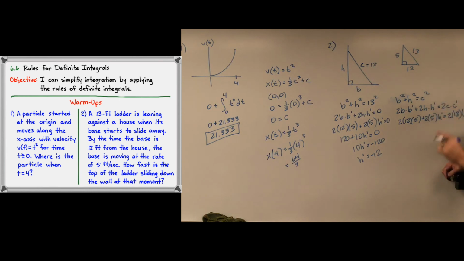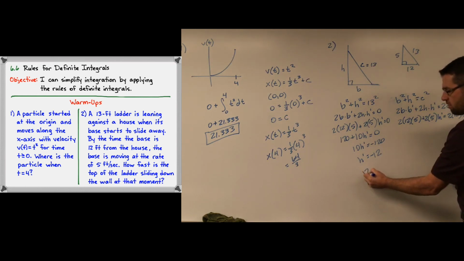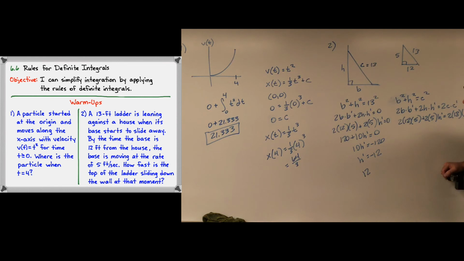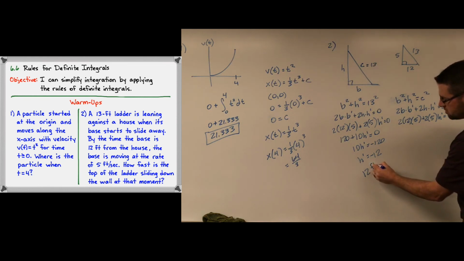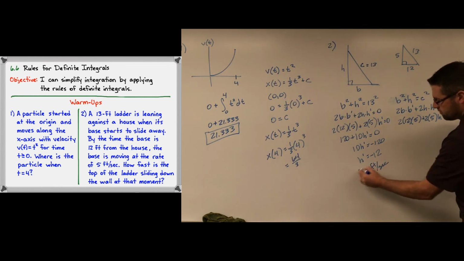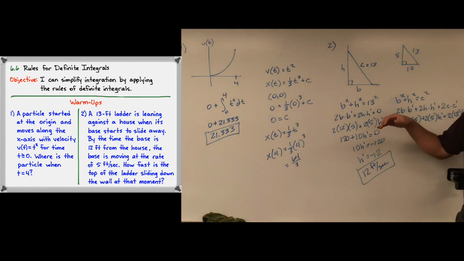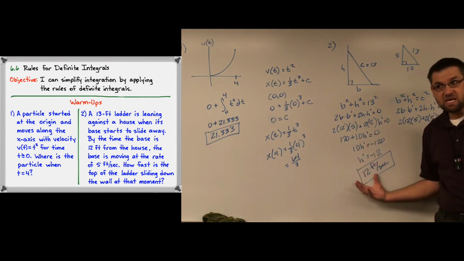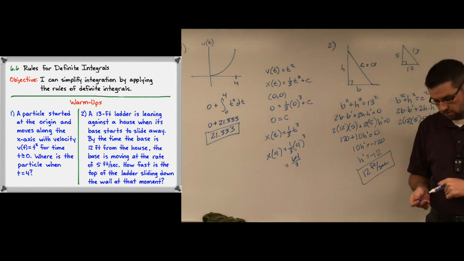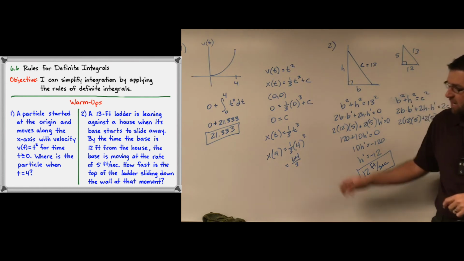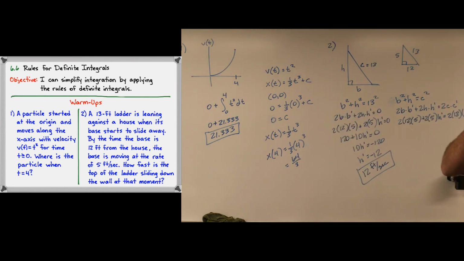The question, though, and you've got to be careful with this, it says, how fast is the top of the ladder sliding down? 12 what? What's the units? Feet per second? Okay. The rate is negative, but the speed is always the absolute value of the rate. Right? And besides, it kind of implied the negative value when it said that it's sliding down.